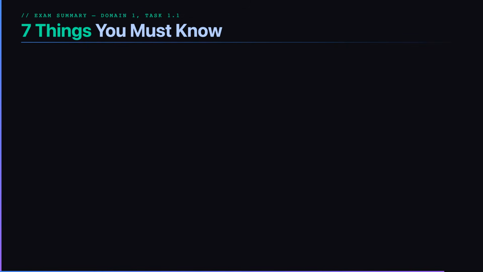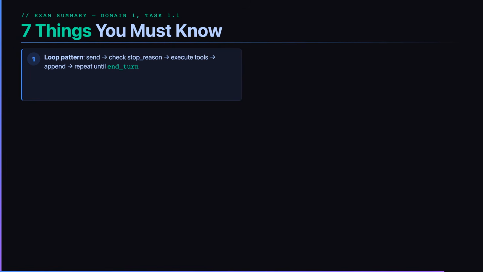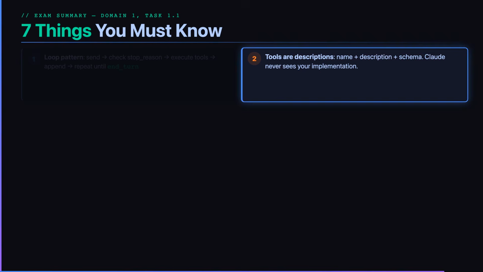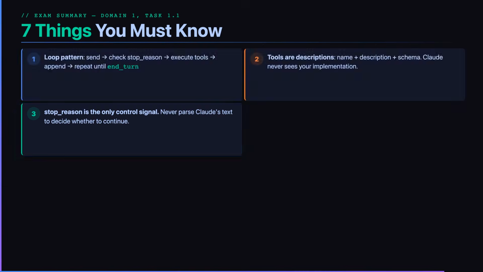Let me close with the 7 things you must be able to recall and apply on the exam. 1. The loop pattern: send, check stop_reason, execute tools, append, repeat until end_turn. 2. Tools are their descriptions. Name, description, schema. Claude never sees your implementation. 3. Stop_reason is the only control signal. Tool_use means keep going. End_turn means stop. Never parse Claude's text.